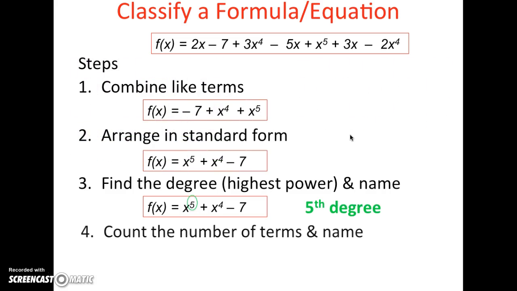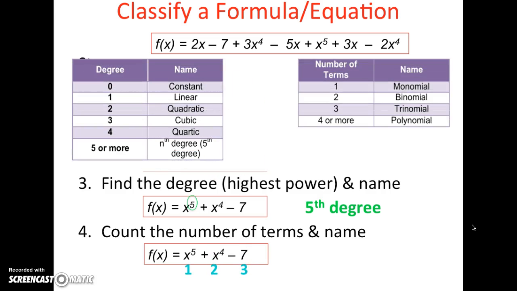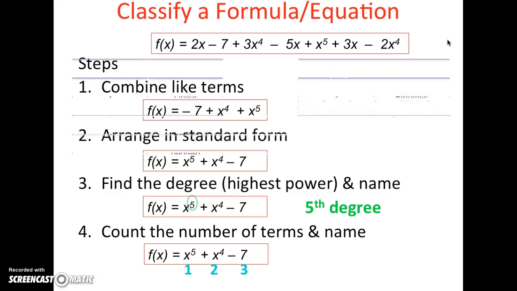The last thing is to count the number of terms and name the polynomial based on the number of terms. And so if we take our expression here, go ahead and count how many terms you see in the equation on this side of the equation. Awesome, 3. There's 3. So going back to our chart here, we're going to now look at this chart specifically with the number of terms. There are 3 terms, so we would say it's a trinomial.